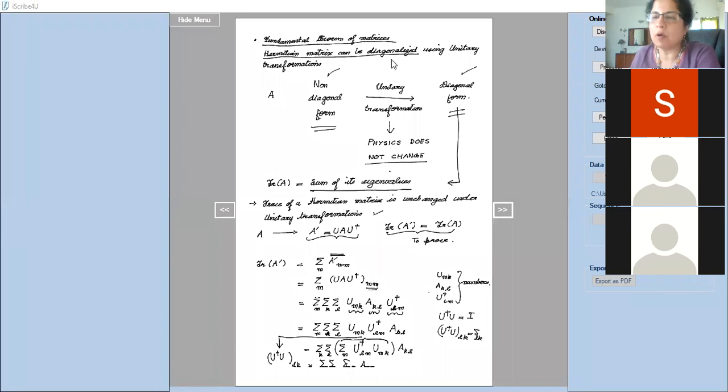I think it didn't come out properly, so I'll write it on the next page. I'm sorry.